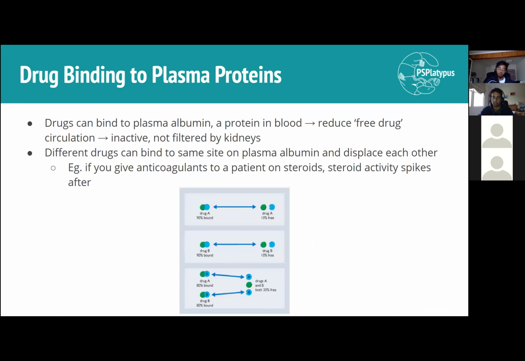All right, so in circulation, drugs don't just exist as the drug. They can bind to proteins in the blood. So for example, plasma albumin is a pretty prevalent one. And a lot of drugs can bind to plasma albumin. After it binds, it reduces the free drug in the circulation. So it turns it to become inactive. And since it's inactive, it's also no longer filtered by the kidneys. So excretion decreases and you just have an inactive amount of the drug in your bloodstream.